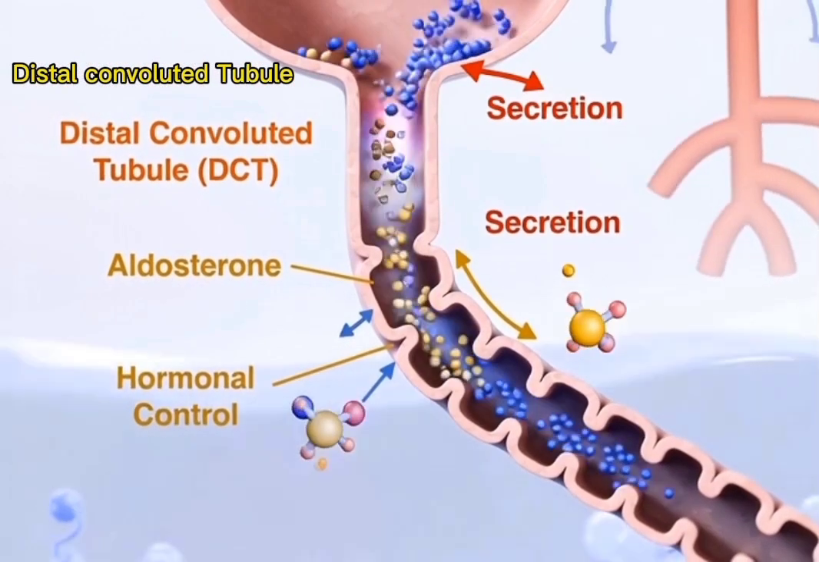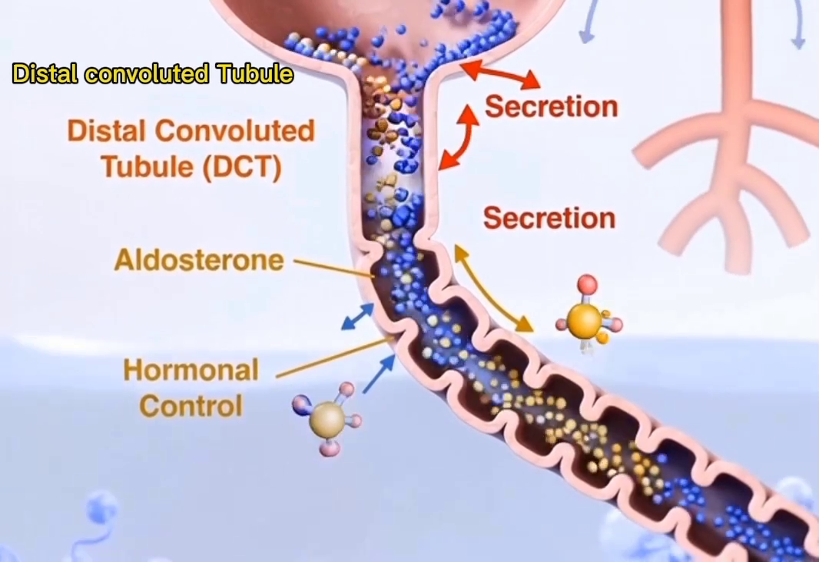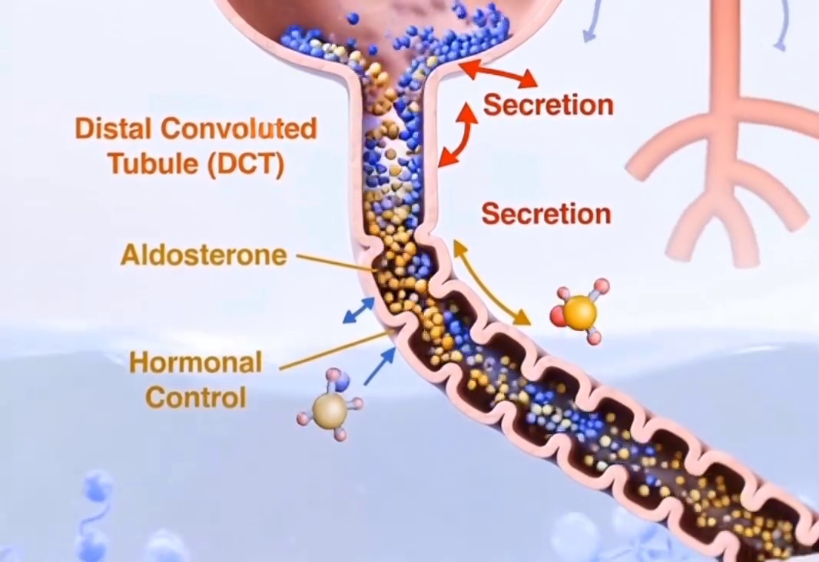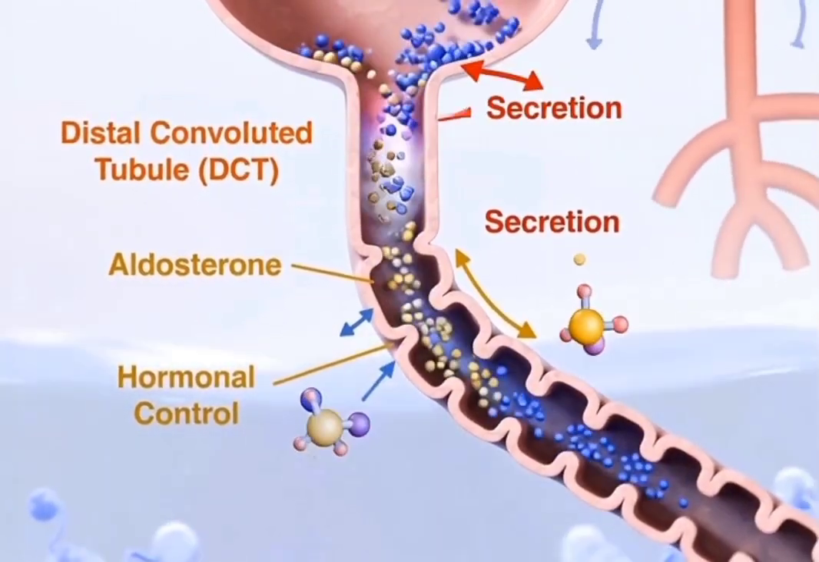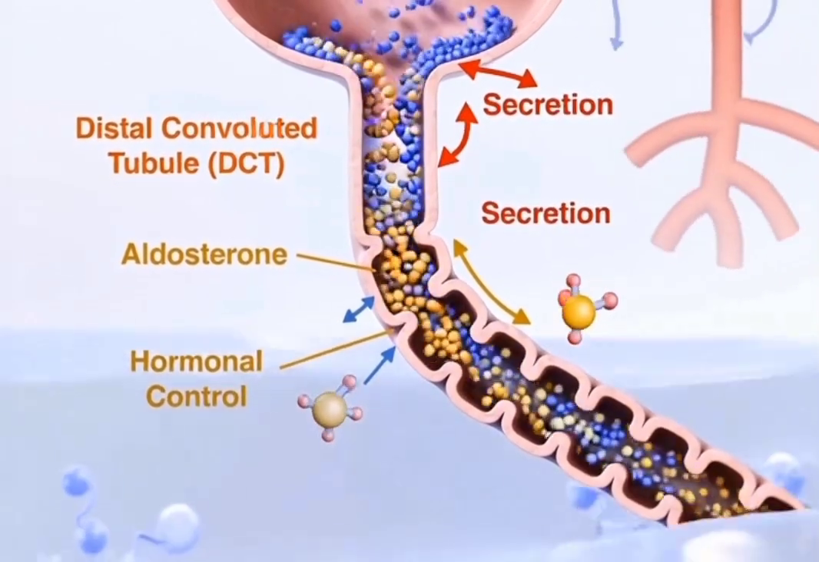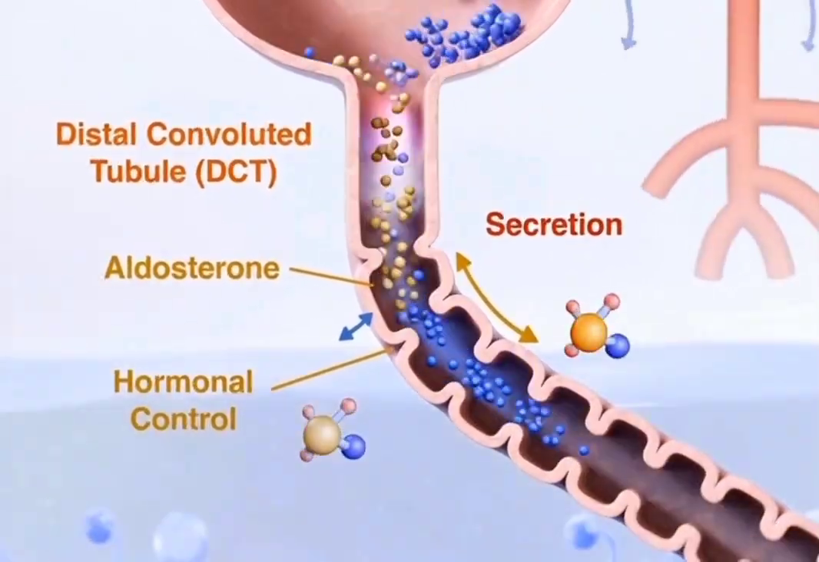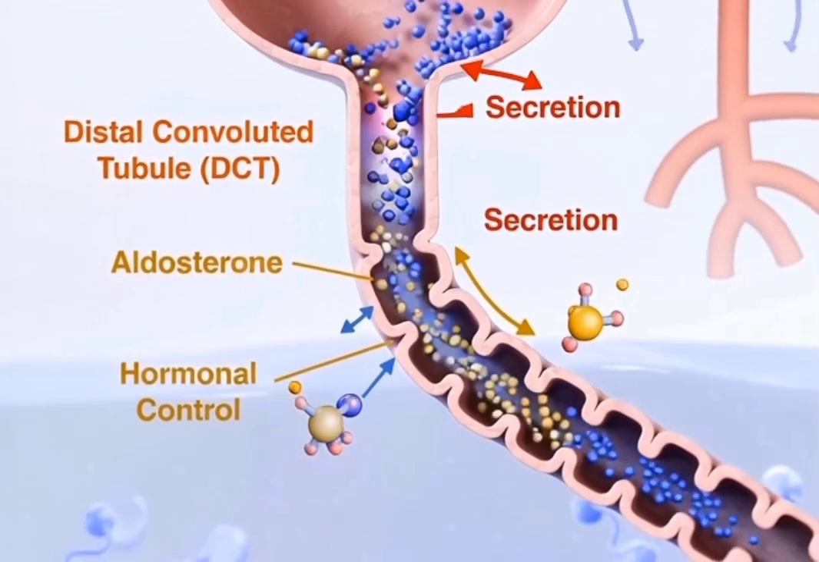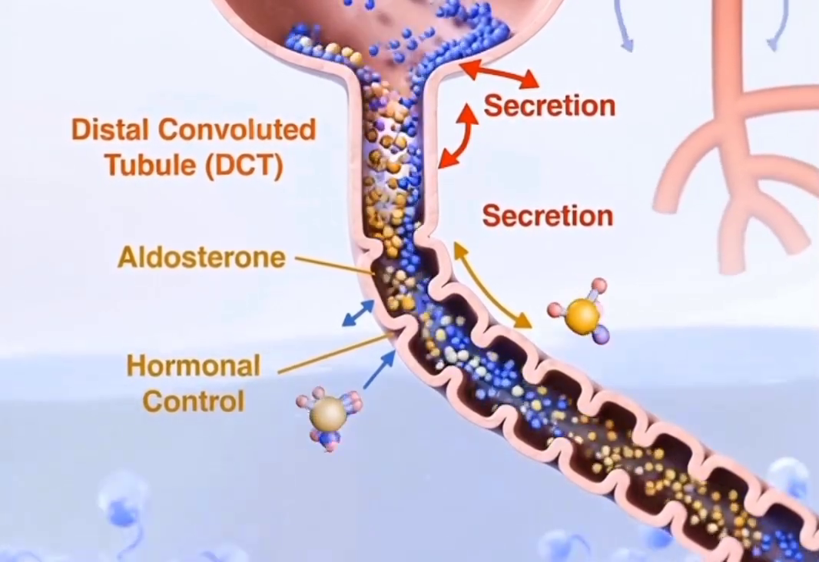After the loop of Henle, the filtrate enters the distal convoluted tubule. Here selective reabsorption and secretion take place. This process is controlled by hormones. It helps to maintain ion and pH balance in the blood.